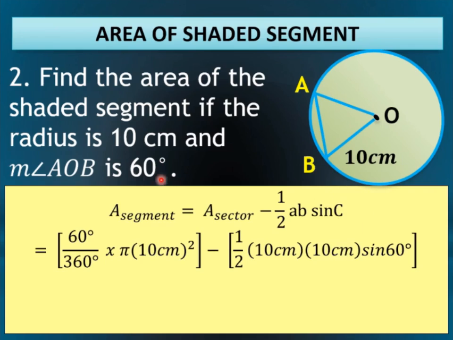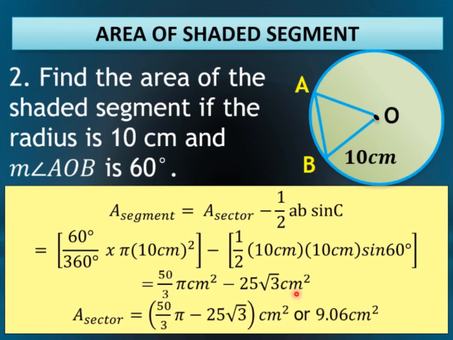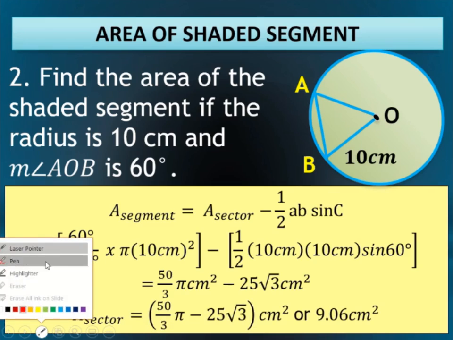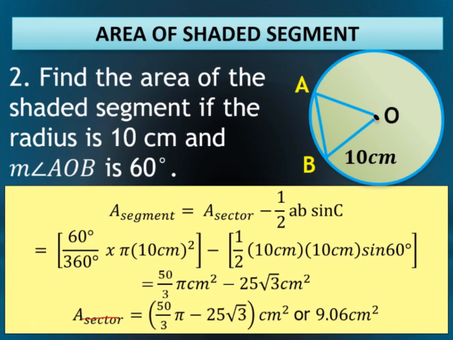Since the angle is equal to 60 degrees, we use sine 60 degrees. Simplifying that, it will be equal to 50 over 3 pi square centimeters minus 25 times the square root of 3 square centimeters, or the area of the segment will be equal to 9.06 square centimeters.